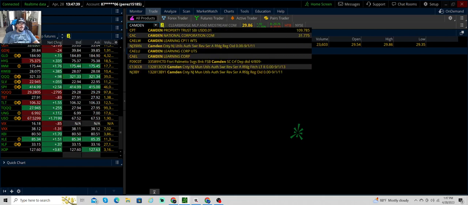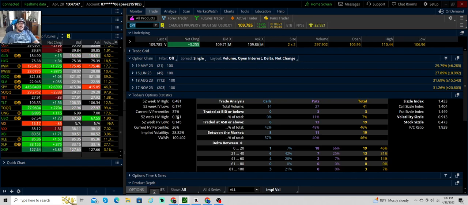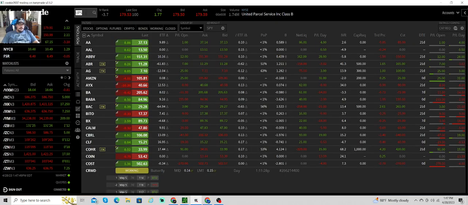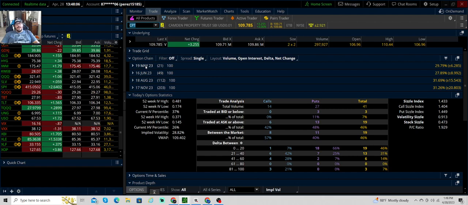Camden? Here it is. CPT, sorry. CPT, IV rank of 37, and here we have a 9, so I don't even know which one's right. Options are, there's no liquidity. 14 calls are traded today, 27 puts.